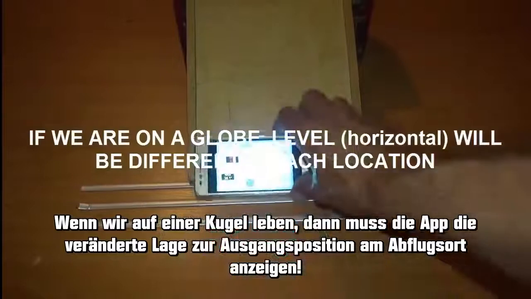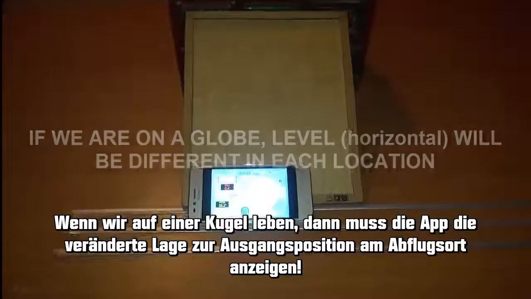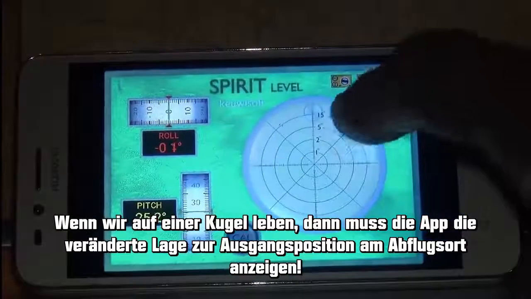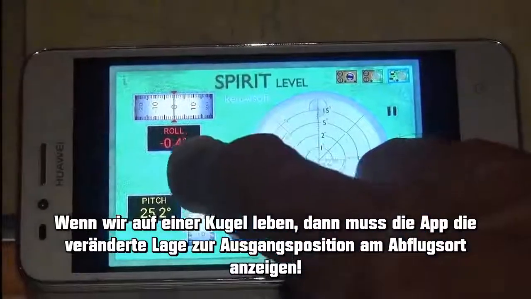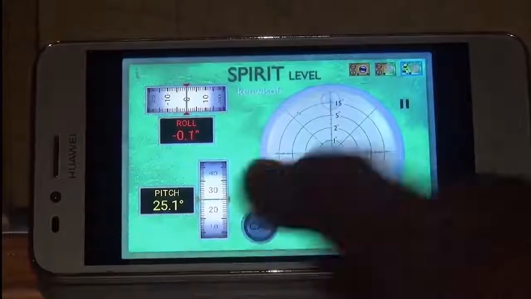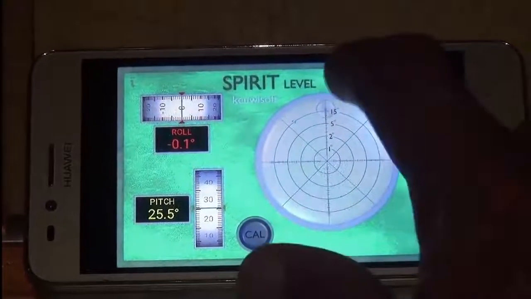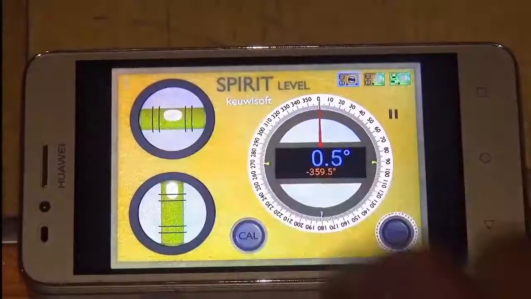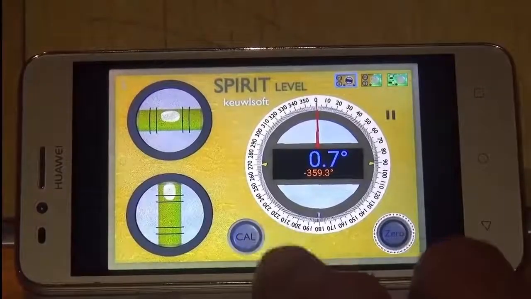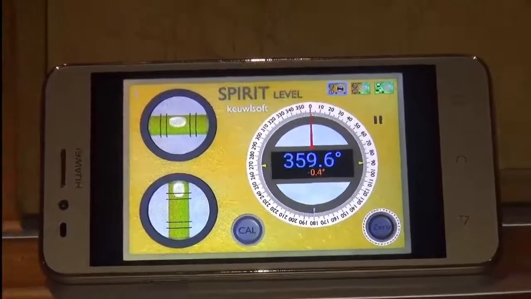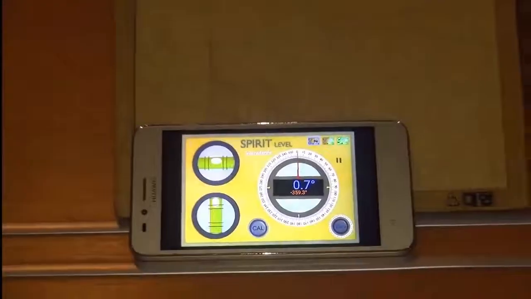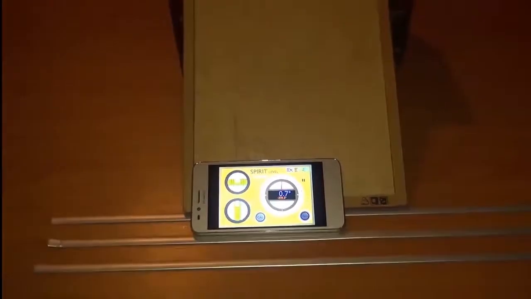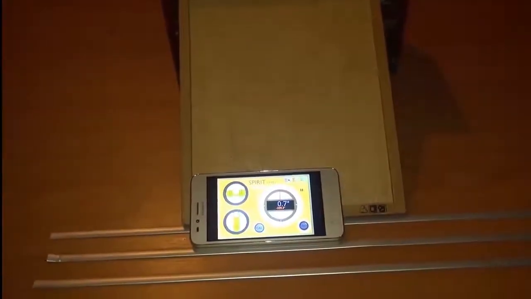So what we're going to do is put it on the slope here, and you can see that it knows it's on a slope. The bubble's up here, the roll is still 0, but the pitch is 25 plus degrees, and on the traditional view this bubble is right up here and this one's still level. So we can calibrate this to make it believe that this slope is a flat, level, horizontal surface.